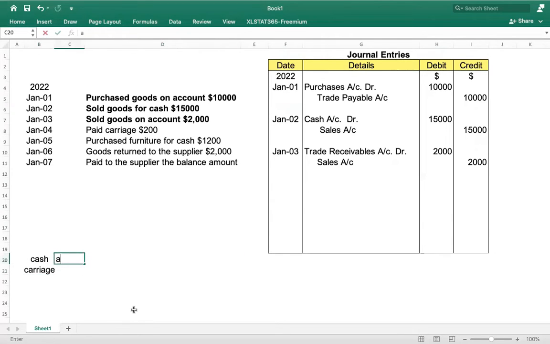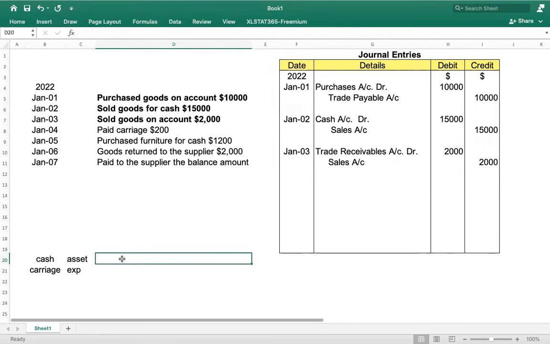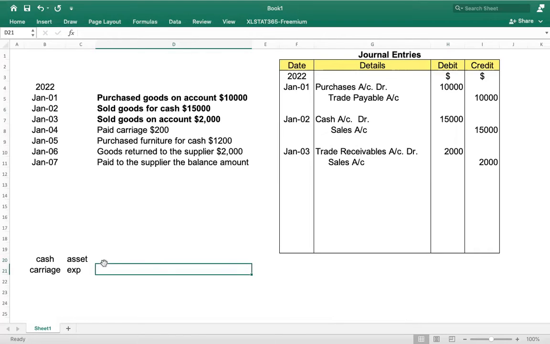Now which category is cash? Asset. Cash is an asset. Carriage is an expense. Good. Now tell me which is increasing, which is decreasing. Cash is decreasing, expense is increasing. Decrease in cash is credit and increase in expense is debit. Excellent. You are on the track now.